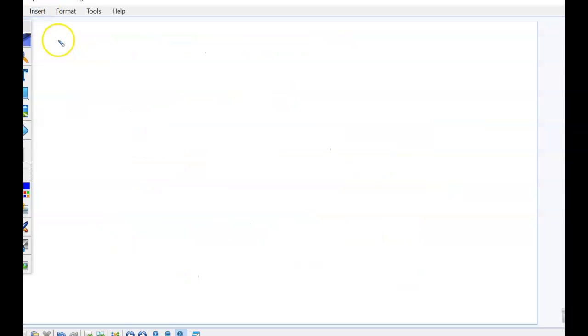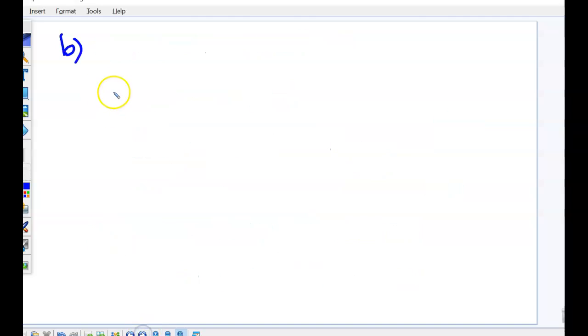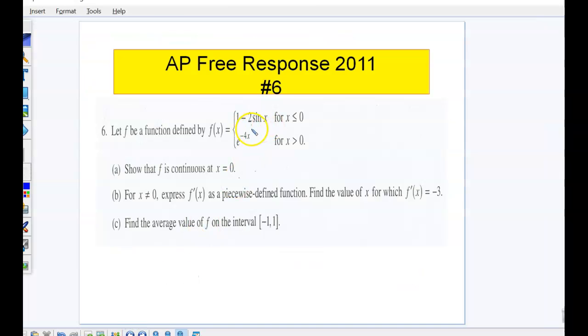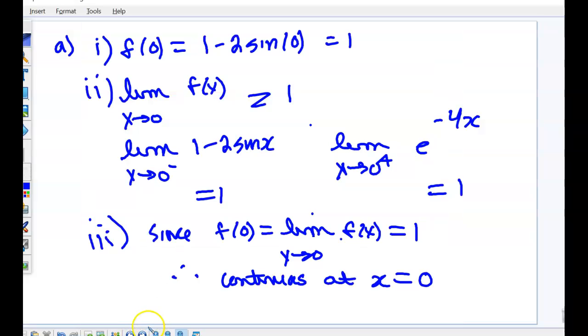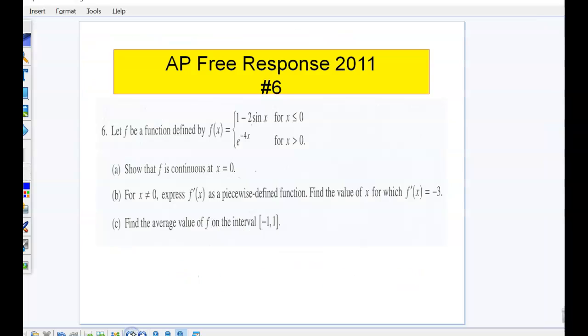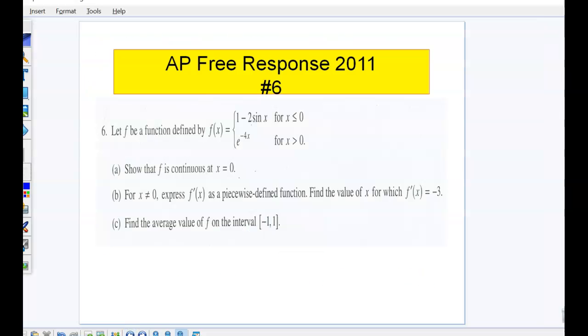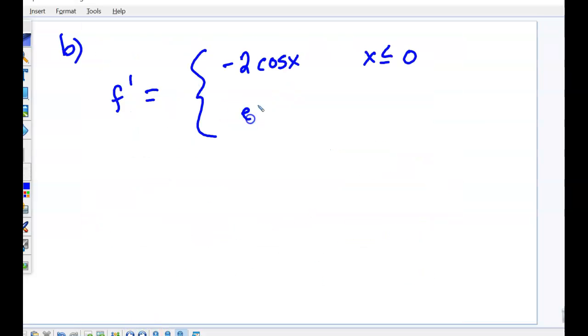All right, so now for part B of this question, they're asking us to express f prime as a piecewise defined function and find the values of x which make the derivative equal the given value. So I need to figure out the derivative. The derivative of the top function: the derivative of 1 is 0, minus 2, and the derivative of sine x is cos x, and my domain is when x is less than or equal to 0. And the derivative of e to the negative 4x is itself times the derivative of the exponent, and that's when x is greater than 0.